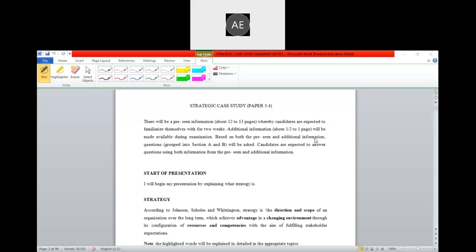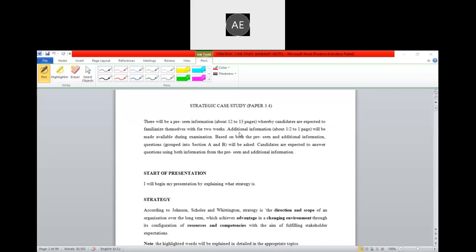This presentation will help students taking the strategic case study paper in ICAG and other professional bodies to get abreast with the models or the frameworks for strategic decisions. Specifically with ICAG, there will be pre-seen information of about 12 to 13 pages which candidates are expected to familiarize themselves with for 2 weeks. Then additional information, it may be half a page or a page, will be made available during the examination.